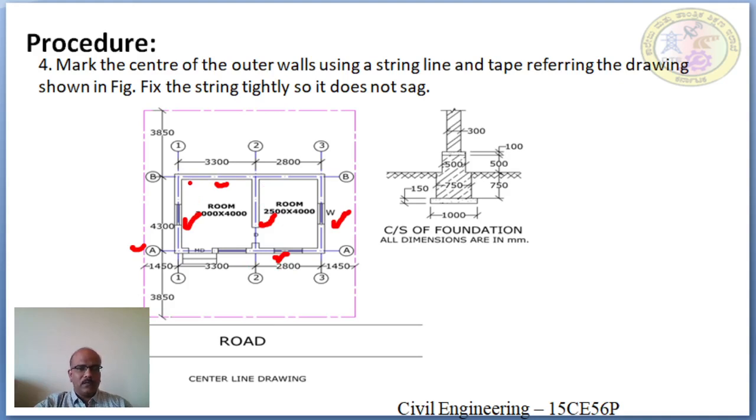Now we need to calculate the center to center distance of the long walls and the center to center distance of all the short walls. Three short walls will come and two long walls will come. While calculating the center to center distance of a long wall, we need to calculate the center line length from the center of this wall to the center of this wall.